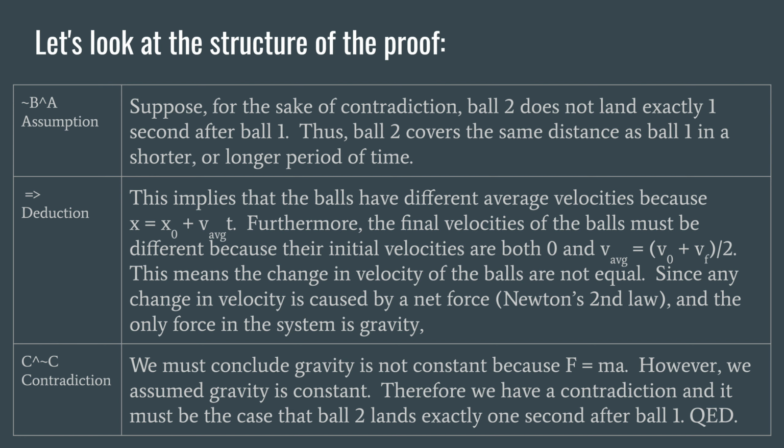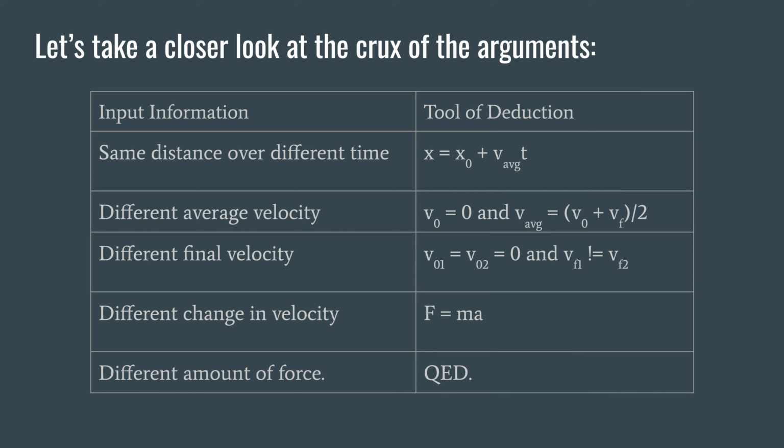In the assumption section, we reworded our initial statement such that we were not working with a negation. Negated statements are always difficult to start an argument with. In the contradiction section, we reworded the question to conclude the proof. Let's take a closer look at the crux of the argument. We started with a piece of information and used a tool of deduction to generate a new piece of information. In this example, the tools of deduction were one-dimensional motion equations. This argument consisted of 5 logical steps.